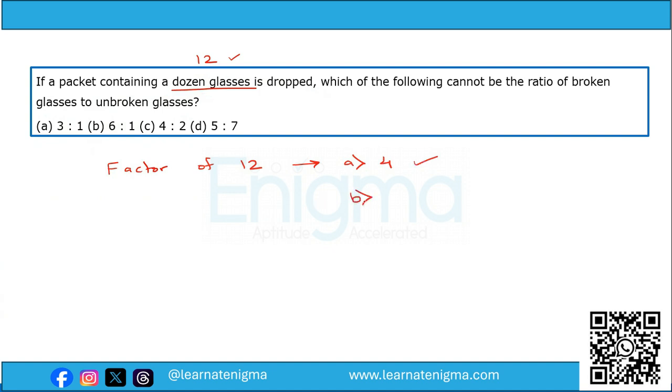Option B, 6 is to 1. So 6 plus 1, it is 7. Now 7 is not a factor of 12. So this is not possible.